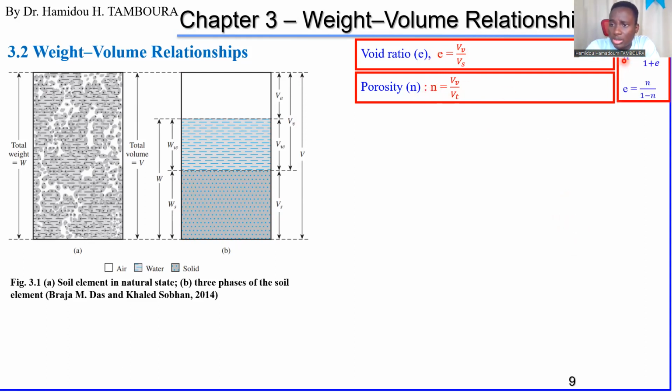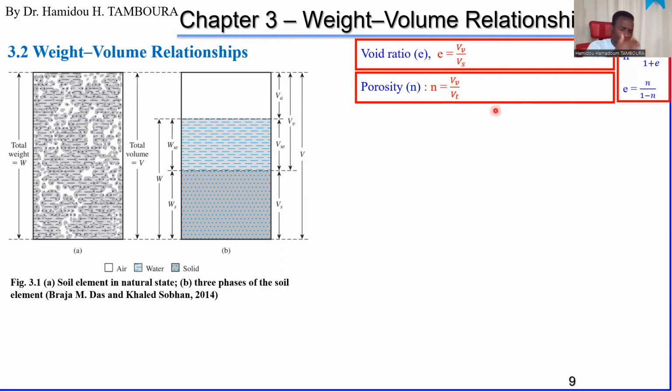If you need porosity, you can obtain it from the void ratio by using this formula. And if you have the void ratio, you can obtain the porosity by using this formula. You can establish these two by yourself. It's not difficult. But you need to know the meaning of the void ratio and the meaning of porosity. You need to remember this formula: Vv divided by Vs, Vv divided by Vt.